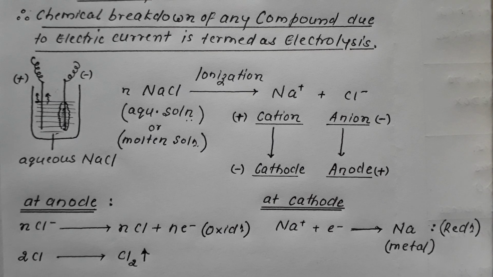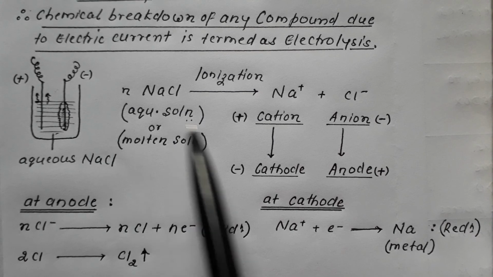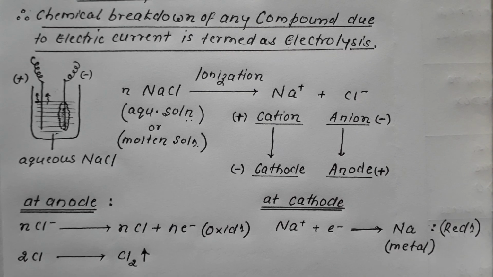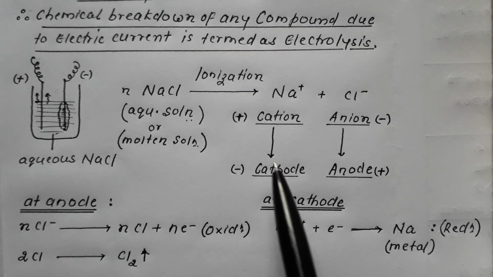There are various electrolytic processes we have done in class 11th also. The Downs process for electrolysis of sodium chloride, as we have discussed. The Castner-Kellner process for preparation of NaOH. The Solvay process for preparation of NaOH. These are the various processes in which electrolysis is utilized.